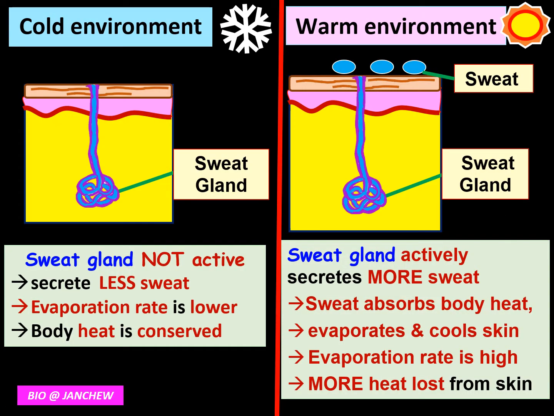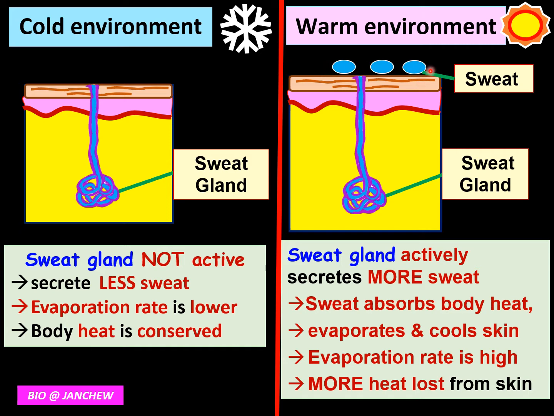Now let's discuss the role of the sweat glands. When a person is feeling very warm or hot in a warm environment, the sweat gland will actively secrete sweat. So more sweat is secreted onto the surface of the skin here. This sweat will absorb the body heat, and then it will evaporate, taking the heat away with it, and in that process it will cool down the skin surface.